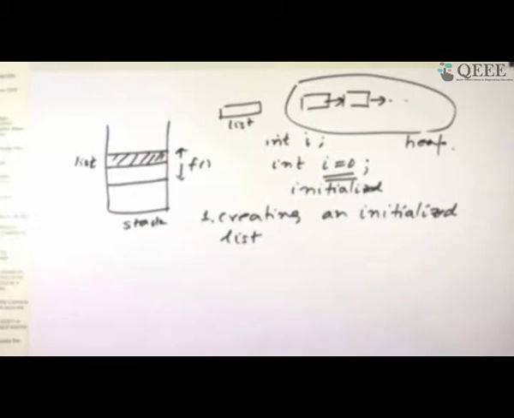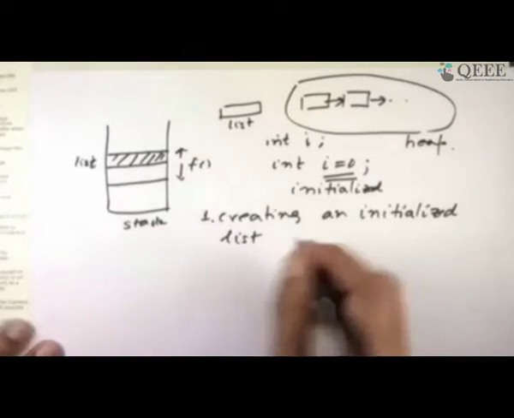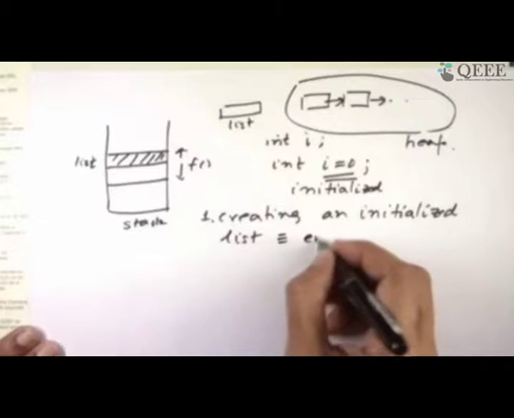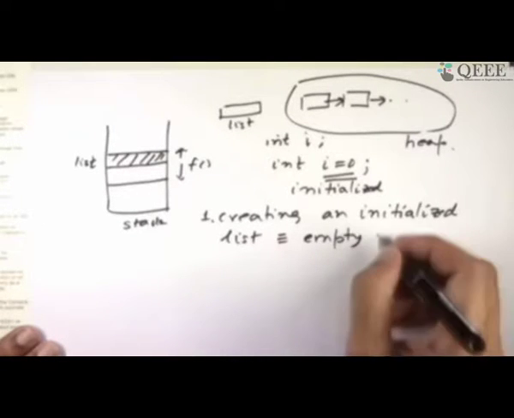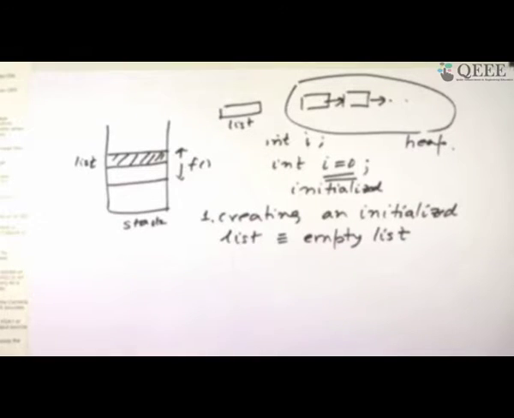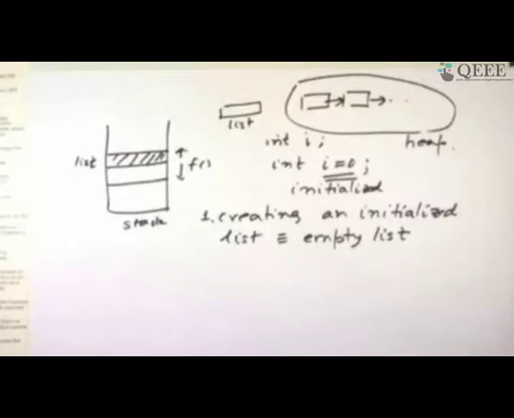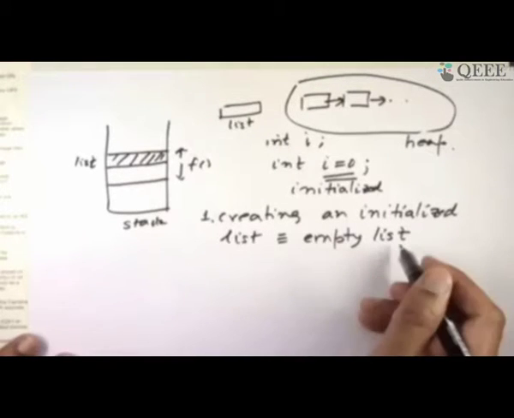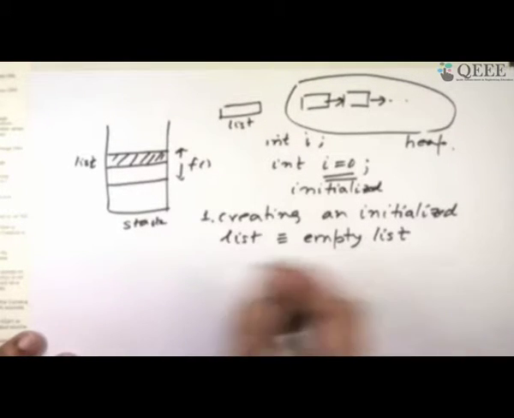So now we are trying to say there is no list, there is no element in the list, or it's an empty list. How do I represent that? So an initialized list would typically correspond to what I conceptualize as an empty list, a collection which has no elements, right? So this entire part on the heap is missing. That's how we start.